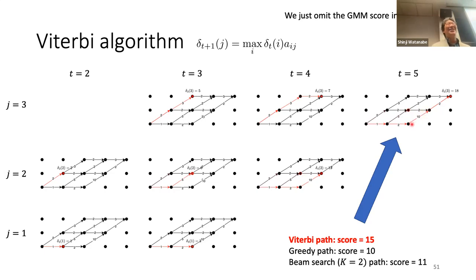By the way, to come up with this graph is not easy, a graph where greedy is worse than beam search, and beam search is worse than Viterbi. I found this very typical example. But generally, beam search is actually not bad, and beam search and Viterbi would have the same score and so on. So it took time to come up with these scores in the graph.